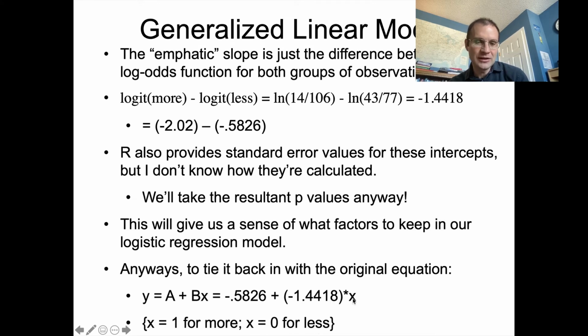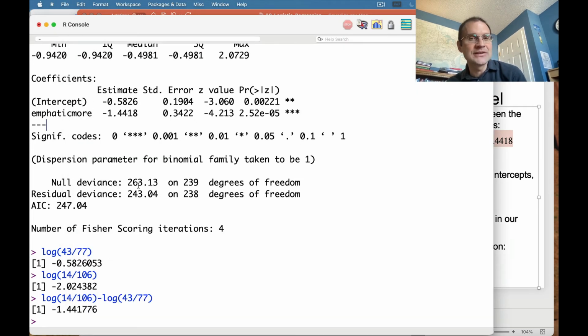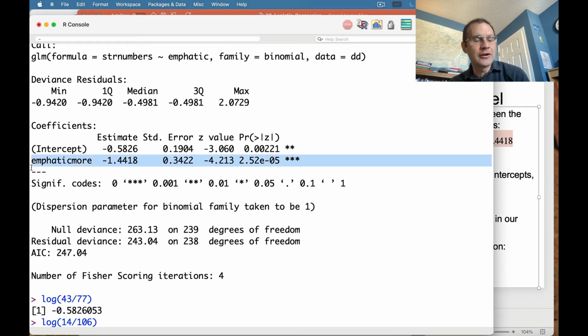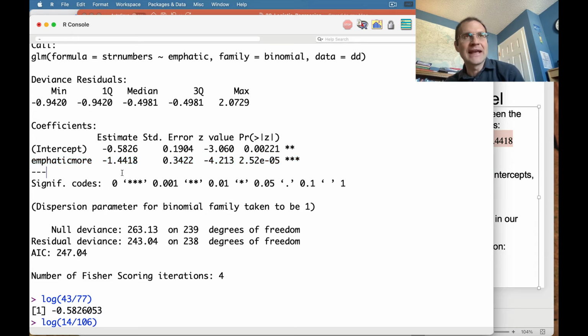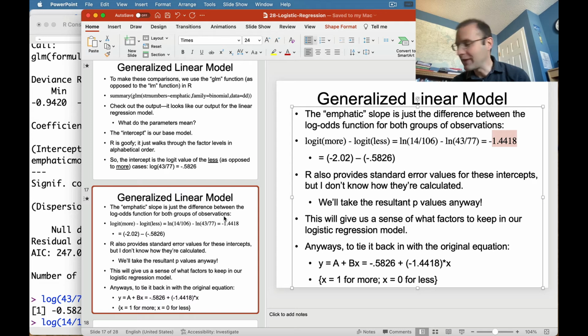So when x equals 1, we add this factor into the calculation of y, and because it's negative, that means you're going to get fewer STRA productions, right? You're going down in terms of your overall ratio, which I think is hopefully pretty clear. 14 over 106 is a smaller number than 43 over 77, right? Basically how to interpret this is that when people get more emphatic or more potentially formal, they produce the STRA variant less than they would in the casual scenario. Okay, hopefully that makes sense.